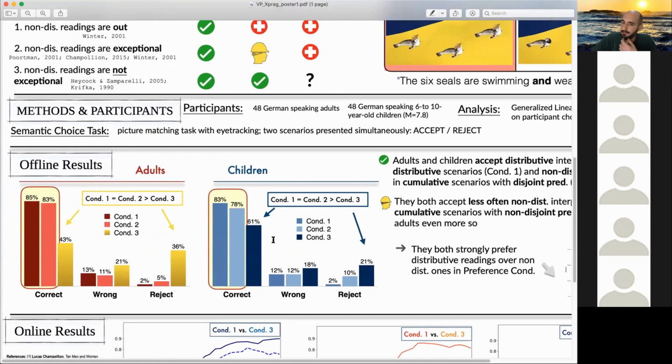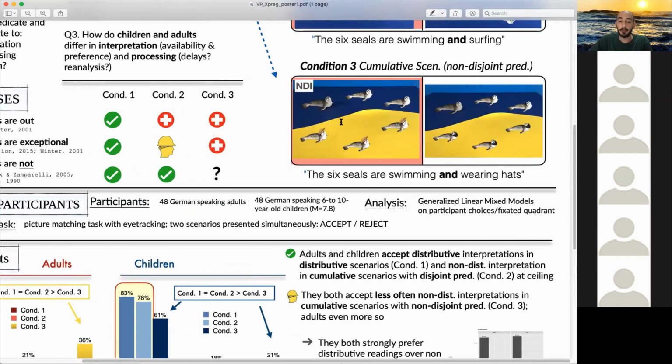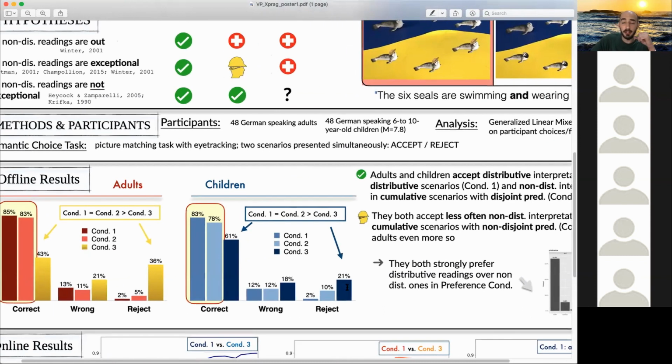What about the children? Very, very similar results, okay? A little bit more mistakes, but very beautiful results. But you see, they accept this condition, this scenario and this condition more often. So they reject a little bit less often, okay? Which again might tell you that in general children are a little bit more tolerant about certain violations due to ambiguity of interpreting critical terms, okay?